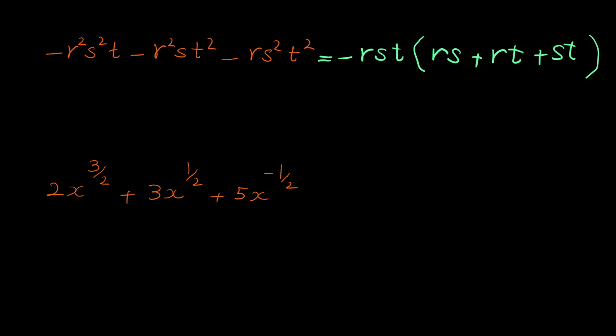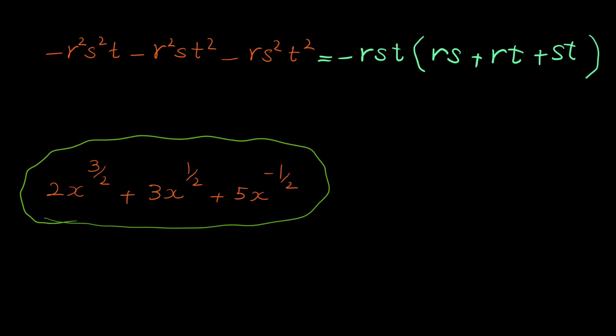Now look at the next example. 2x to the 3 over 2 plus 3x to the 1/2 plus 5x to the negative 1. Usually in a normal algebra course, you would not see something like this, because the powers, the exponents, are fractions.